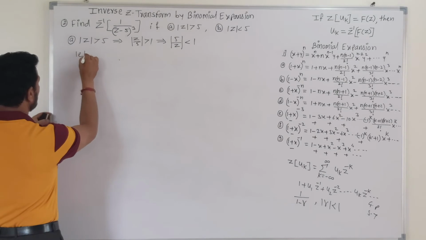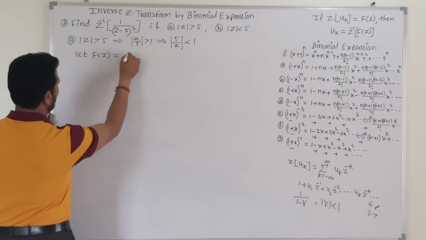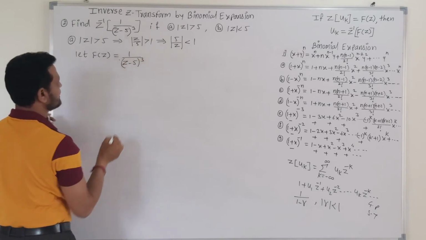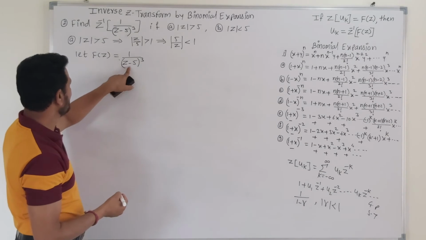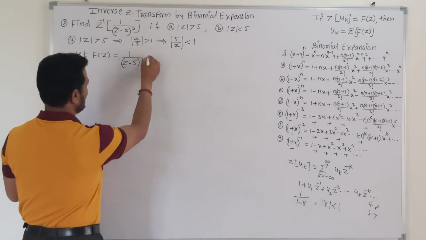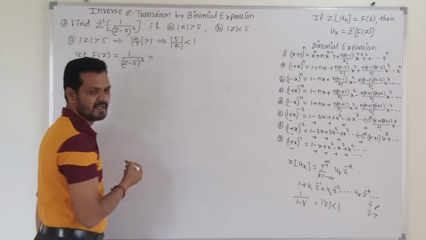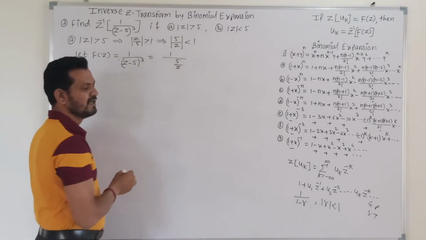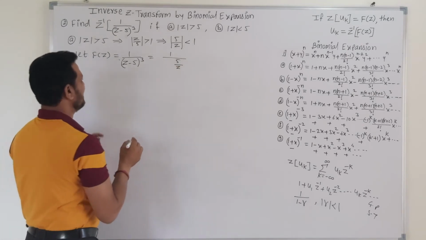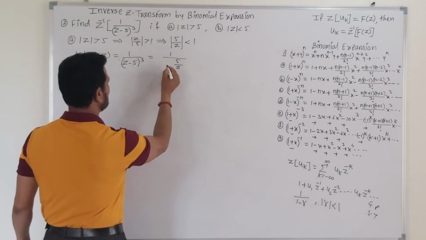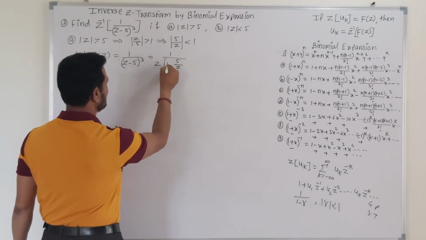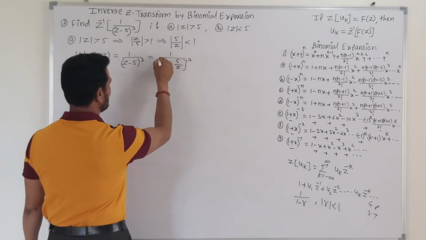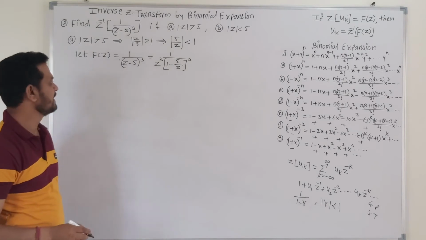So now let's denote the given function as f of z, and which is 1 upon z minus 5 its cube. This is the given function, z minus 5 its cube. Now friends, here the value of r is 5 by z, so try to write the value of denominator as 5 by z. So after writing this value as 5 by z, that means take the term z common, we get 1 minus 5 by z its cube. Now here we take z common, that's why its power is z cube.